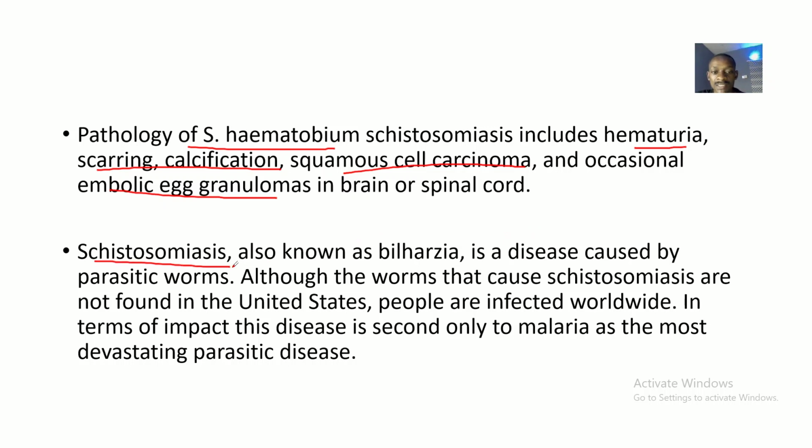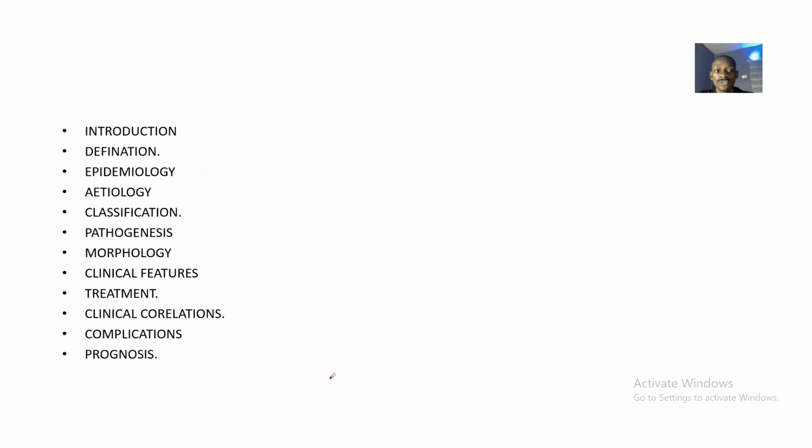So schistosomiasis, also known as bilharzia, is a disease caused by parasitic worms. Although the worms that cause schistosomiasis are not found in the USA, I know that most disease conditions use the USA as a bar to measure them. The worms are not found in the USA, but people are infected with this disease worldwide. In terms of impact, it is second only to malaria as the most devastating parasitic disease.